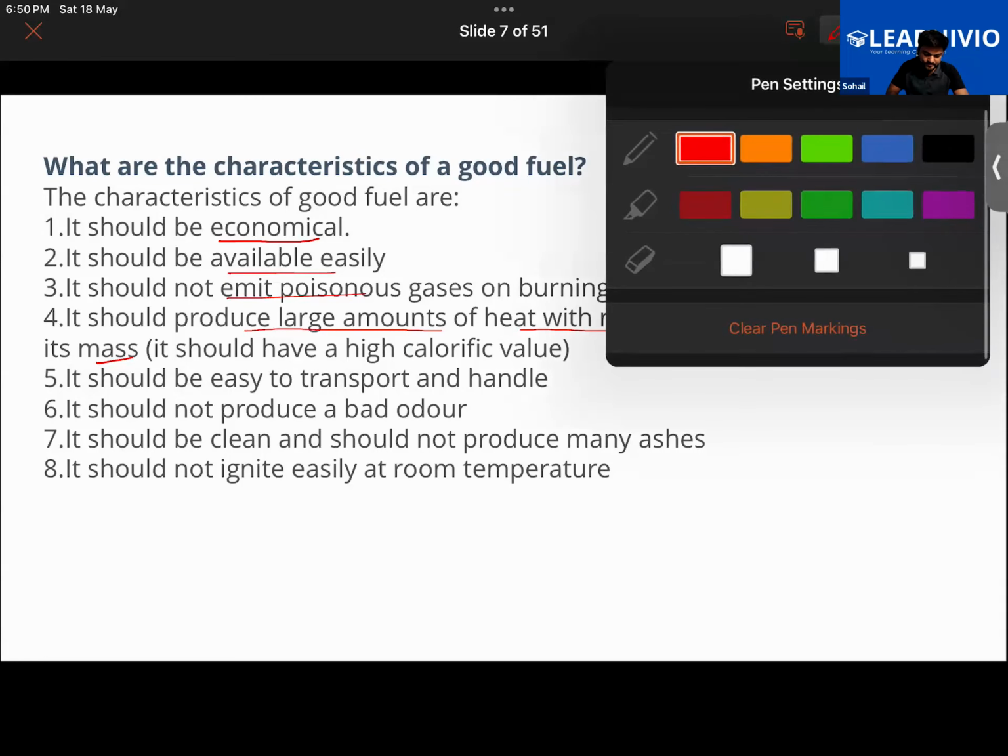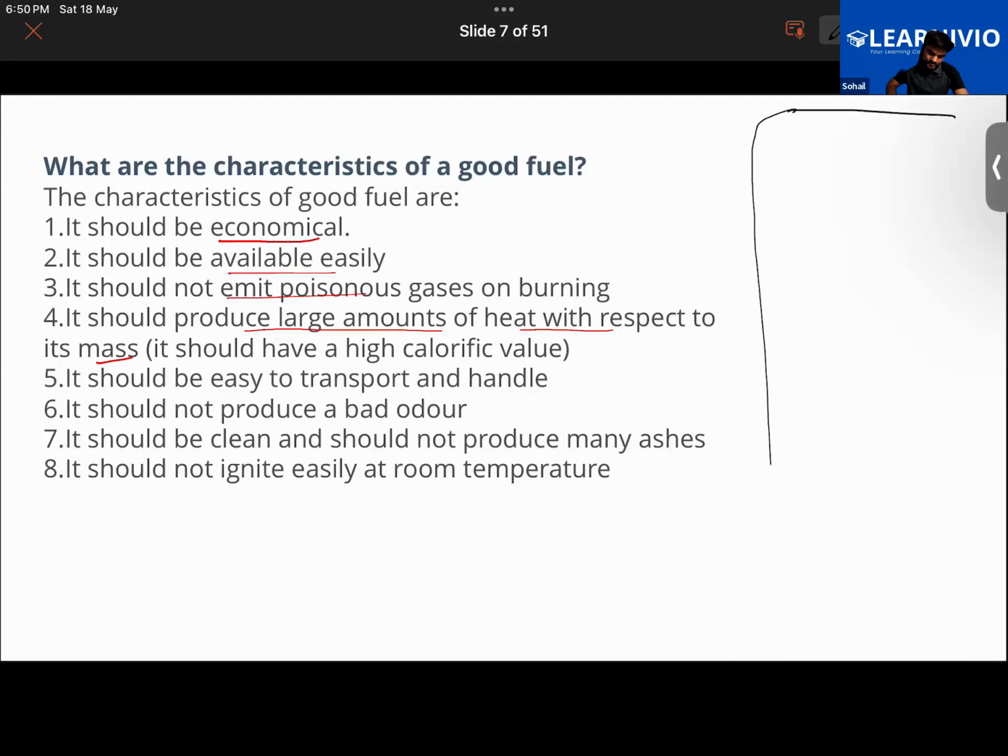Now let me just tell you. Calorific value is simply the amount of energy which is released when you burn 1 kilogram of fuel. Getting my point? The amount of heat energy released after burning 1 kilogram of a particular fuel is called the calorific value. And the energy that is released is measured in joules. Is that clear to all?